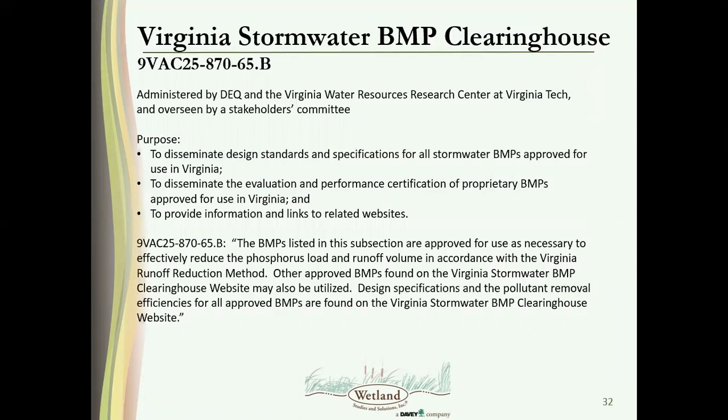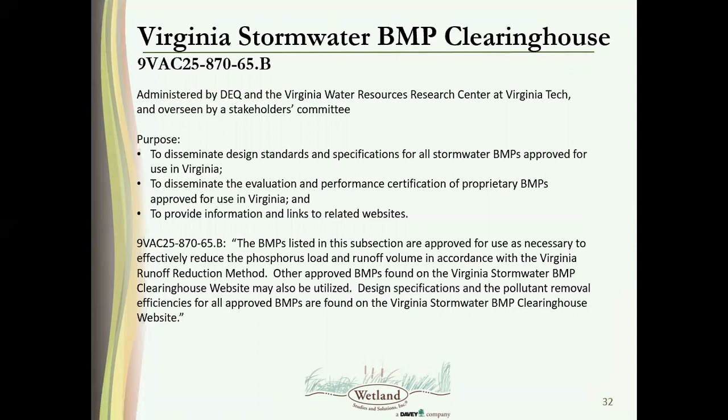So those are the regulations that we have to meet. So how do we do it? How are we going to comply with those regulations? Well, that's where the BMP Clearinghouse comes in. BMP stands for Best Management Practice, and these are meant to be our stormwater management facility, the practices, controls, and measures that we put in to manage our stormwater. It's specifically listed in the regs that you can go to the BMP Clearinghouse.